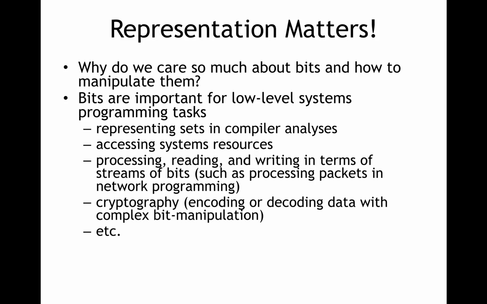So, why do we care so much about bits and how to manipulate them? We know bits are very important for low-level systems programming tasks. In C, a type has a specific number of bits that can be used for low-level data structures known as bit fields. Bit fields are important for low-level tasks such as representing sets in compiler analysis, directly accessing system resources, and processing, reading and writing in terms of strings of bits, such as processing packets in network programming. And we can see it's so important in our computer world.